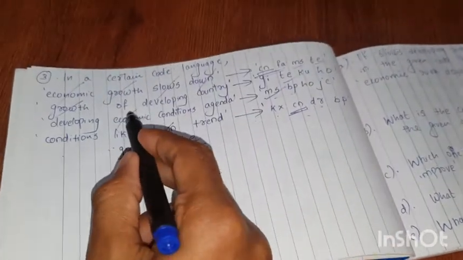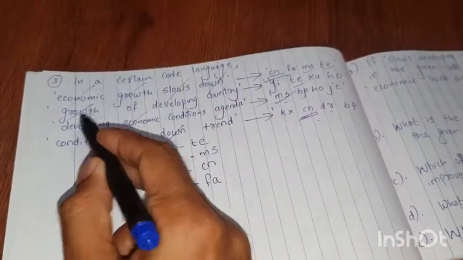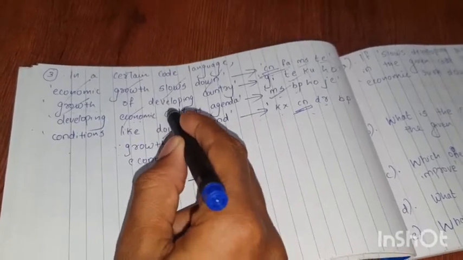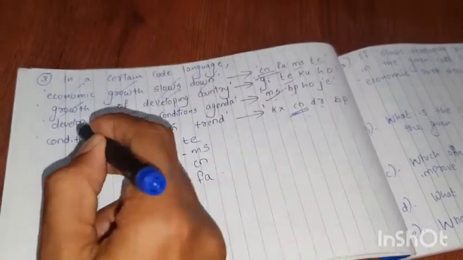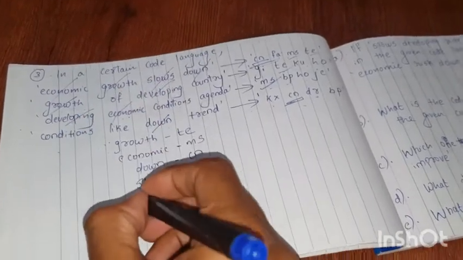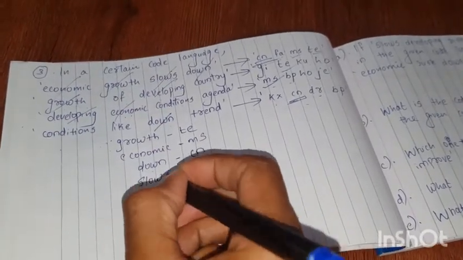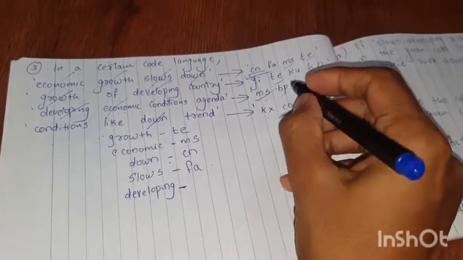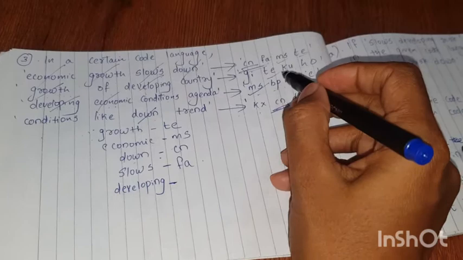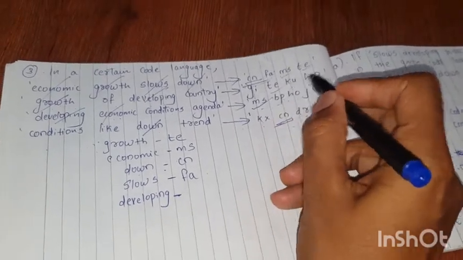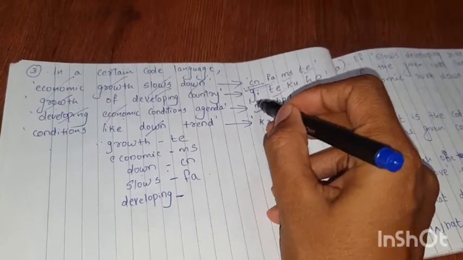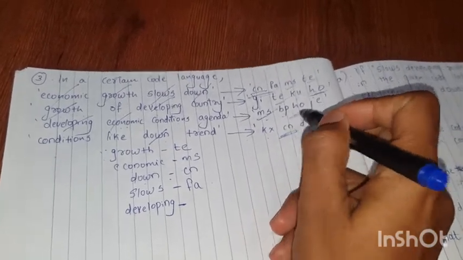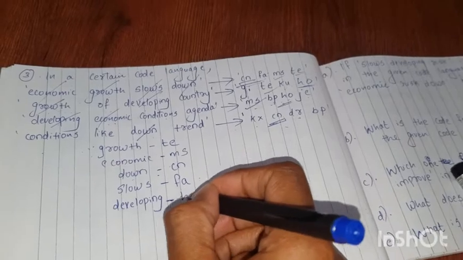Now going to the second line, of developing country. We already got the code for growth. Developing is there in the second line and third line, so we can cut developing and find the code corresponding to it. Looking at the codes in the second and the third line, is there any code common? GIKUHO, TE we have already taken. So GIKUHO, BPHOJE. HO is common. That means the code for developing is HO.